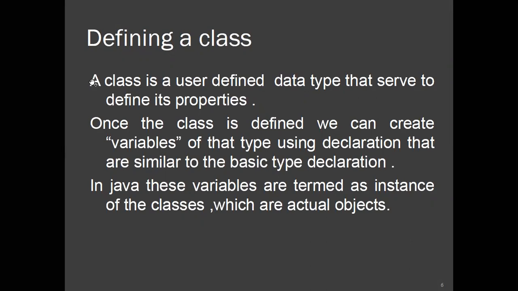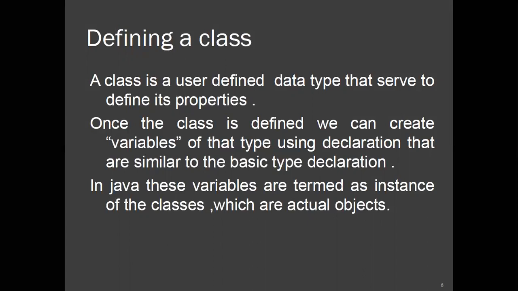First, the definition. A class is a user-defined data type that serves to define its properties. Once the class is defined, we can create variables. Class is something like a regular data type. int, float, char, double are nothing but data types, but these are built-in data types, whereas class is a user-defined data type. Another example of user-defined data types is arrays. Like arrays, a class is a user-defined data type.